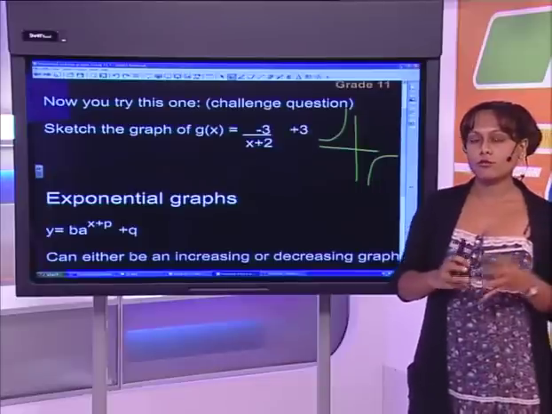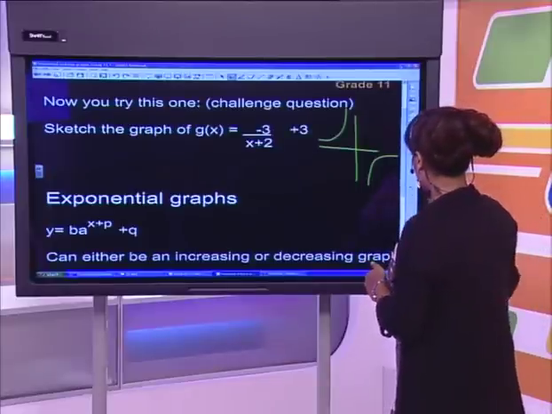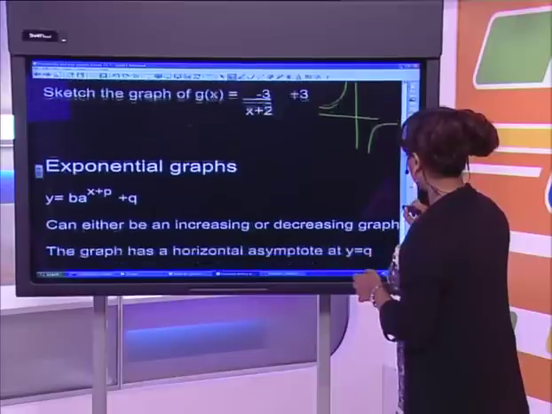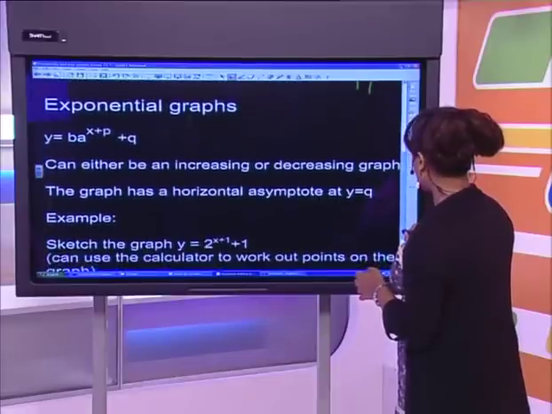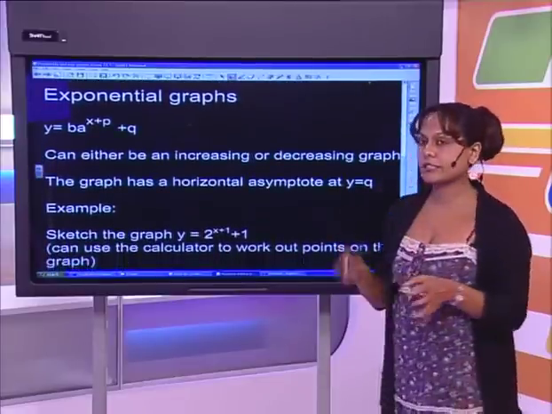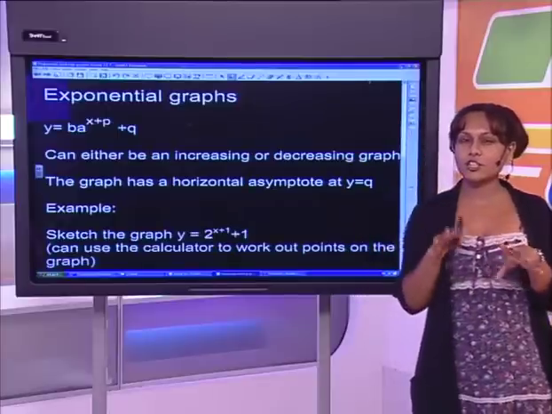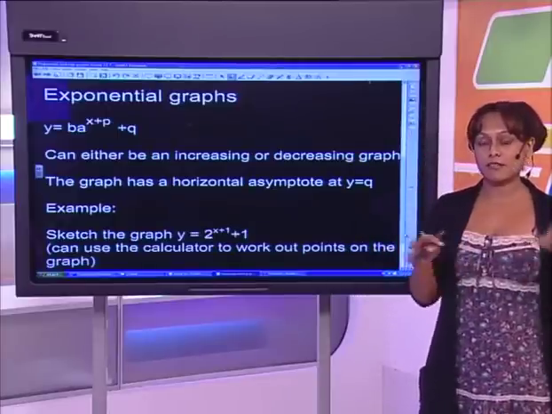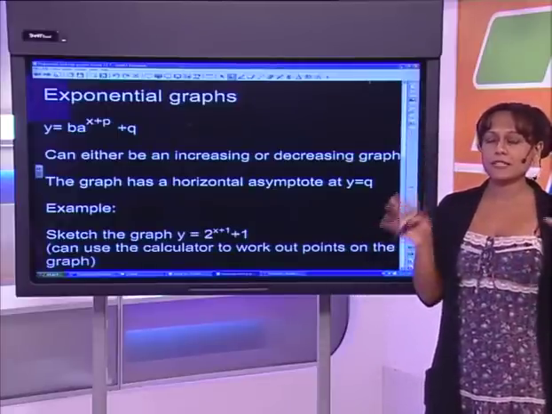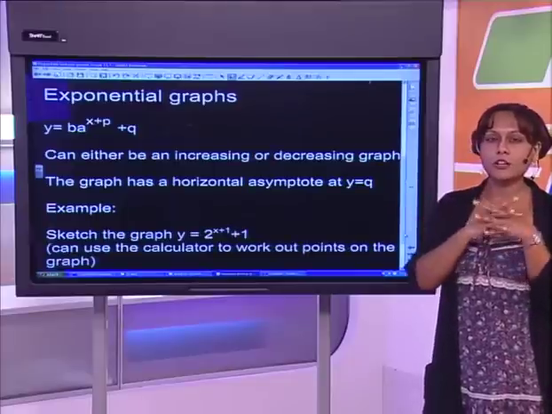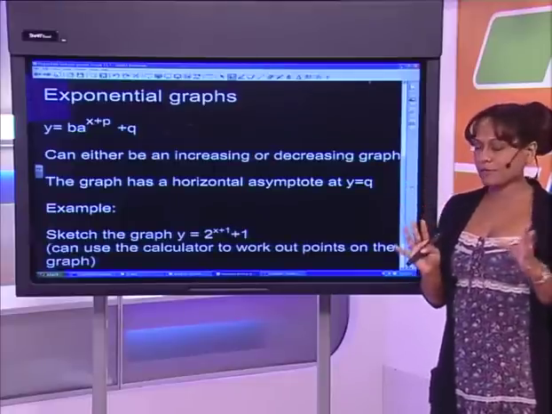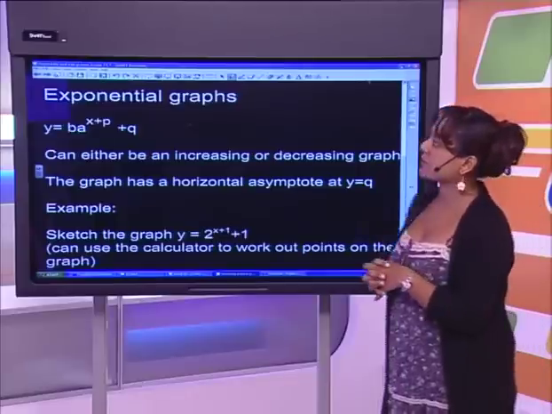For now, we're going to move on to exponential graphs. You have to be careful, and a lot of students get confused because it has a similar shape to a hyperbola, but it's nothing like a hyperbola. It's a completely different monster. It does a completely different job from the hyperbola, so don't confuse it with the hyperbola.